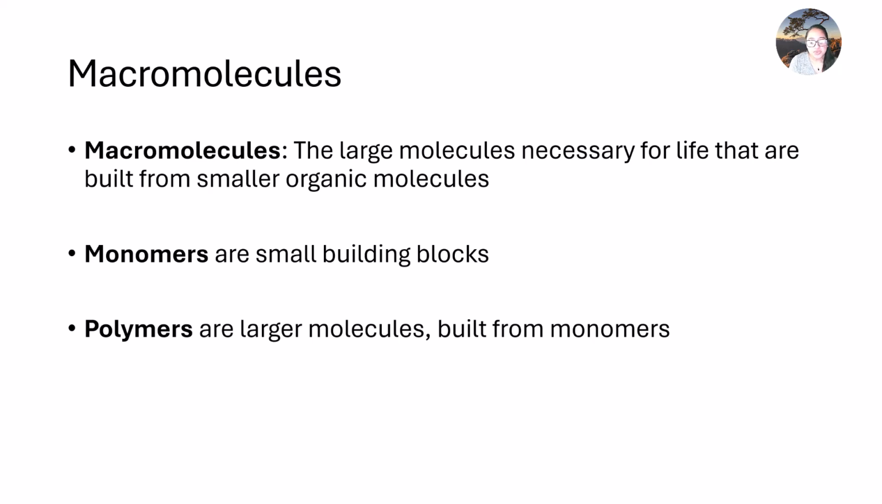So macro means big picture. Macromolecules are big molecules. And they are what we call polymers. So polymers are larger molecules, and they're built from smaller building blocks that we call monomers. So yeah, the big molecules are made from the smaller molecules that we call monomers.